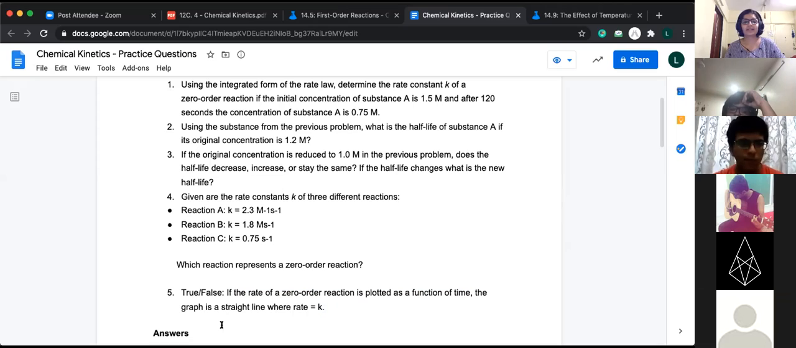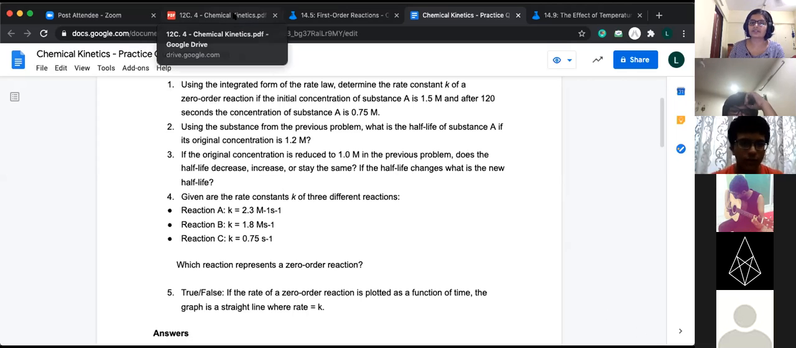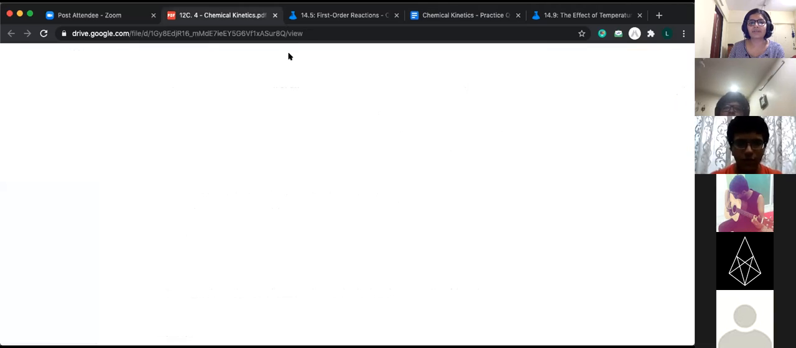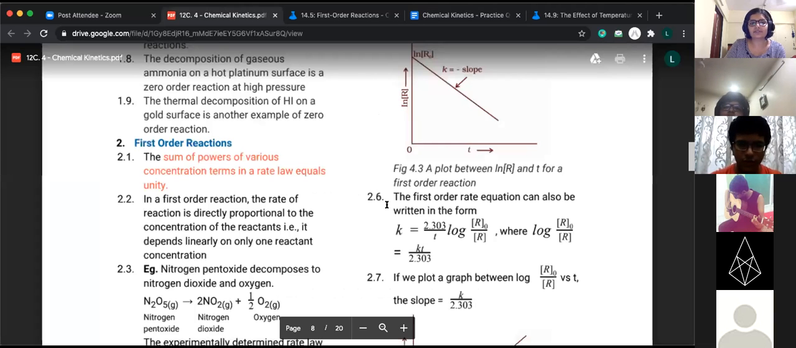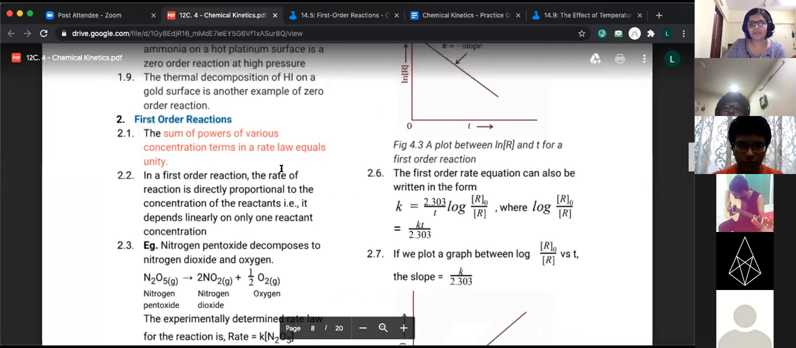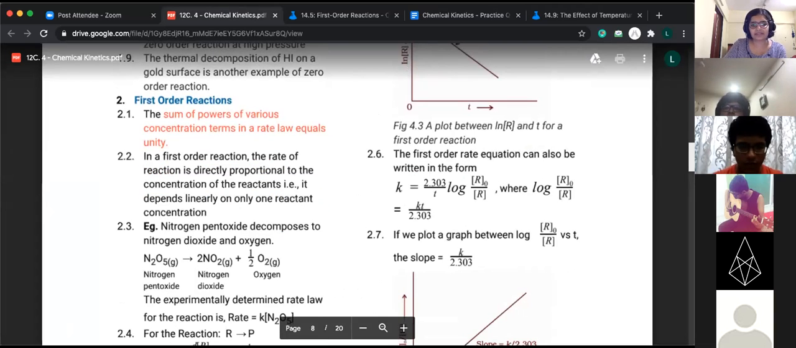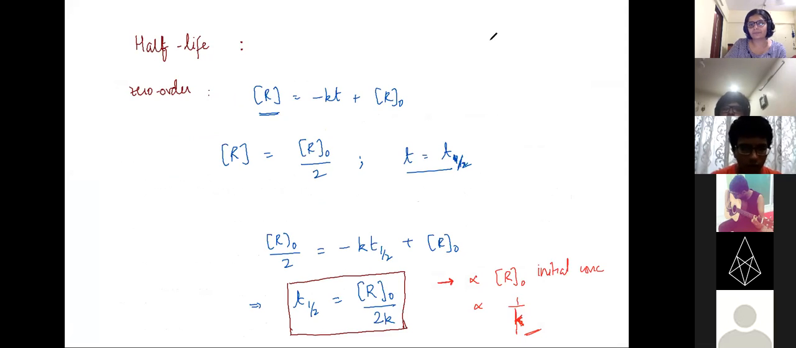All right. So this is all about zero order reactions. We discussed half-life, and we also figured out how to calculate the rate constants given the initial and final concentration of the reactants. Okay. Now moving on to first order reactions. All right. So we're going to do the same exercise for first order reactions also. So let's start off with the rate law for the first order reactions.